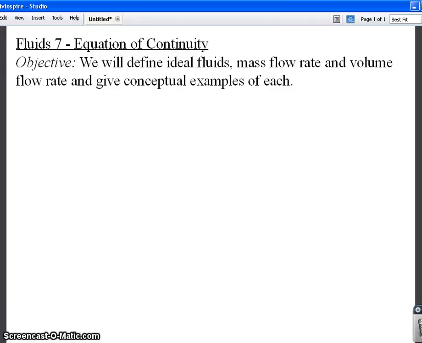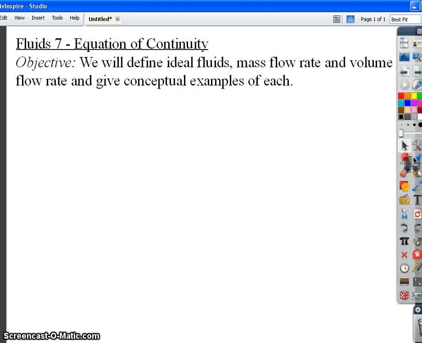Good morning, class, and welcome to this lesson on Fluid 7, Equation of Continuity. Today we will be able to define ideal fluids, mass flow rate, and volume flow rate, and give conceptual examples of each. So, first off, let's start off with an ideal fluid.